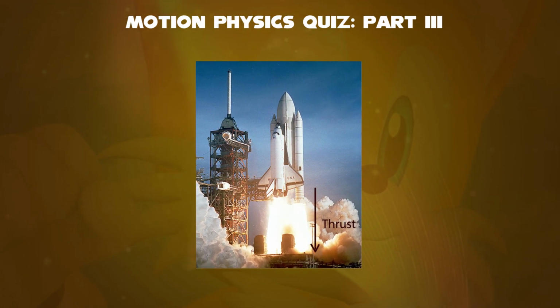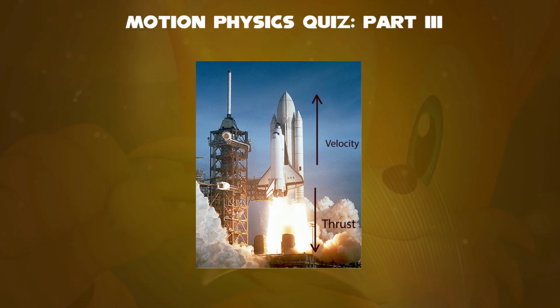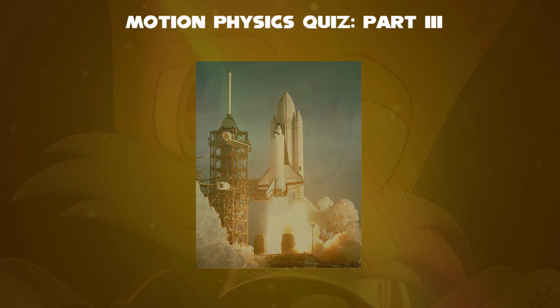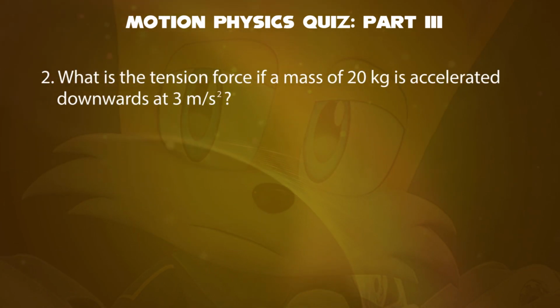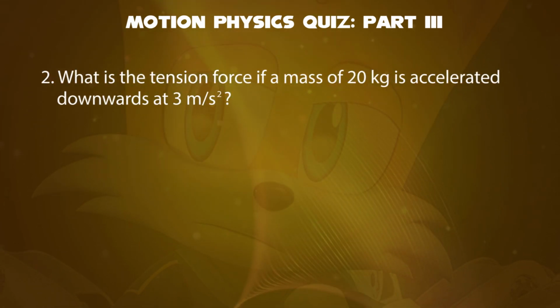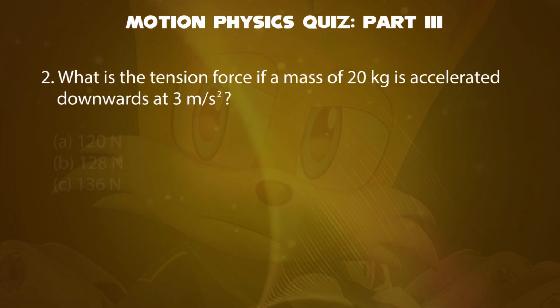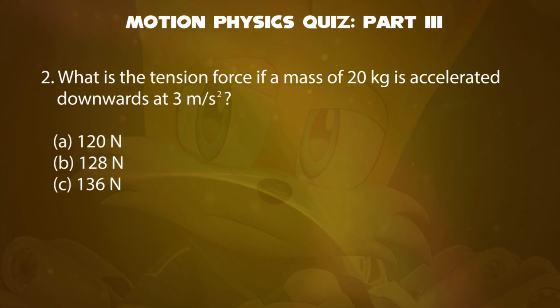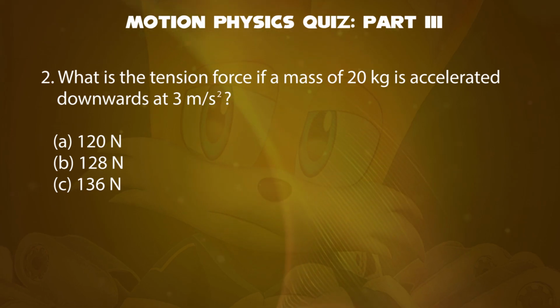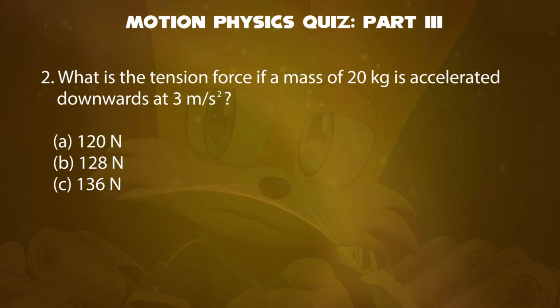For example, in a rocket launch, the combustion of fuel creates hot gases that are expelled downward, making the rocket go upwards because of thrust. Second question, what is the tension force if a mass of 20 kilograms is accelerated downwards at 3 meters per second squared? Is it 120 newtons, or 128 newtons, or 136 newtons?